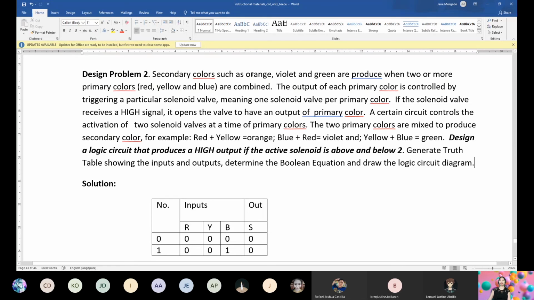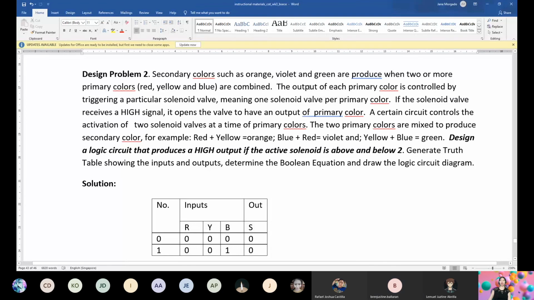So secondary colors such as orange, violet, and green are produced when 2 or more primary colors, red, yellow, and blue, are combined. Okay. So alam niyo naman to sa elementary, di ba? When red and yellow, anong output natin nun? Orange. Yellow and blue, green. And blue and red, violet. Okay, very good. Purple. Okay, violet.